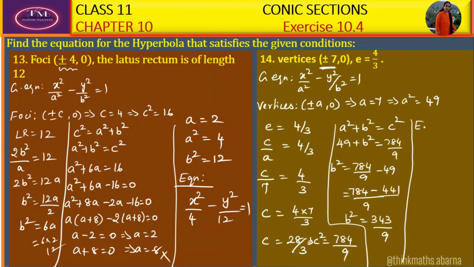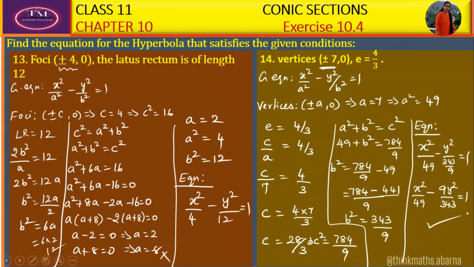So b square is 343 by 9 and a square is 49. So the equation will be, substituting here, x square by a square, which is 49, minus y square by, what is b square? B square is 343 divided by 9, equal to 1. Now we have x square by 49 minus, in y square we have a fraction in the denominator. So if you bring this to the numerator, 343 by 9 will change to 9 by 343, equal to 1. So this is the required equation. Clear?